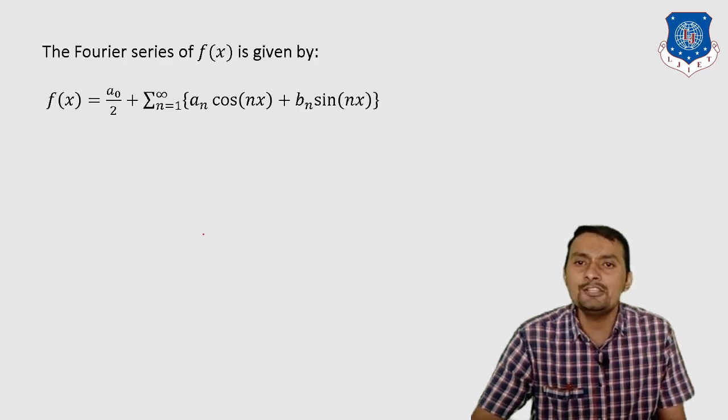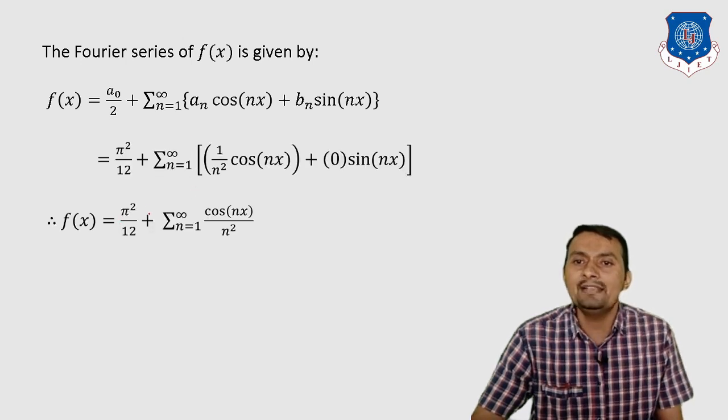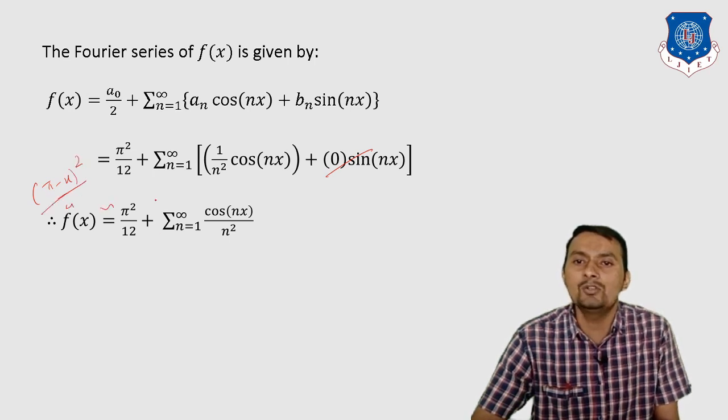After putting all these values in the Fourier series, you will get this Fourier series. So f of x is equal to pi square divided by 12 plus summation n is equal to 1 to infinity. This is going to be 0. So we get cos nx divided by n square. And f of x is equal to what exactly? Already we have assumed that (pi minus x) divided by 4, but this is squared, and this is equivalent to this one.